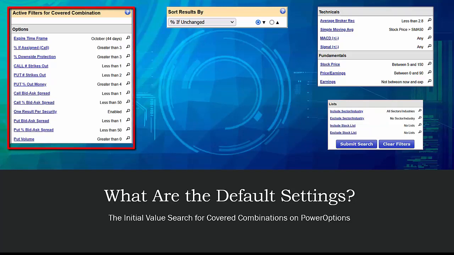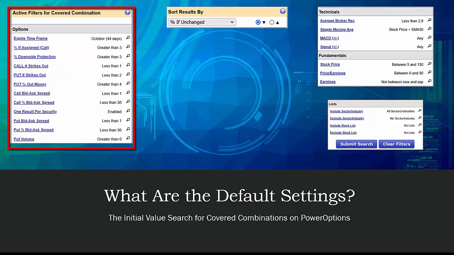We're looking for a minimum 3% return if assigned, if the stock moves up and we're assigned on that higher call strike price. We want a downside protection: the total option premium collected for the call option and the put option divided by the stock price of 3%. So in other words, the stock can fall 3% before we technically start losing money on the position.